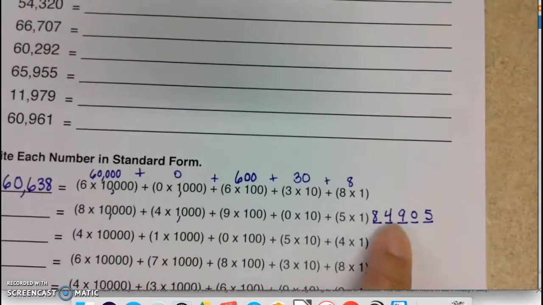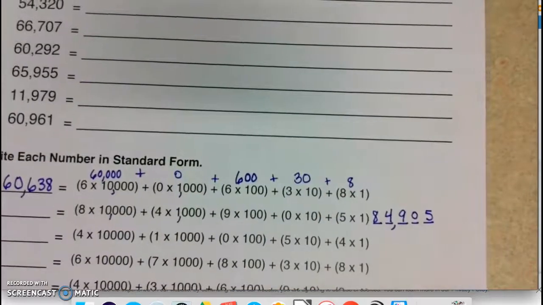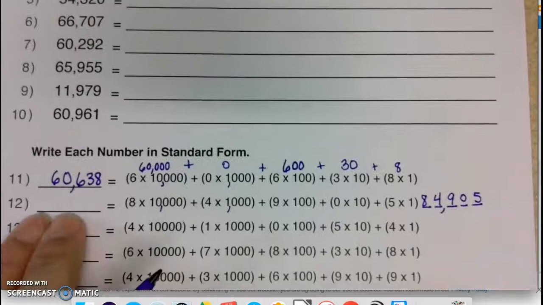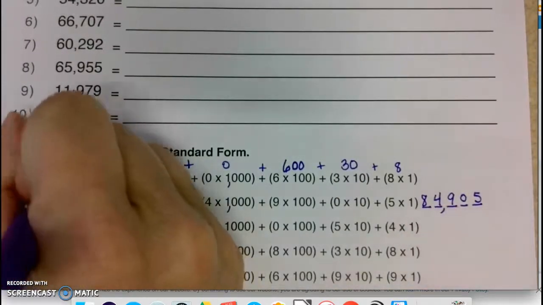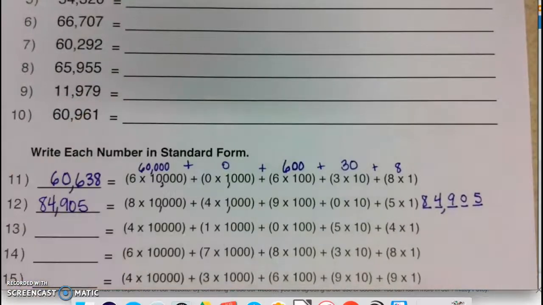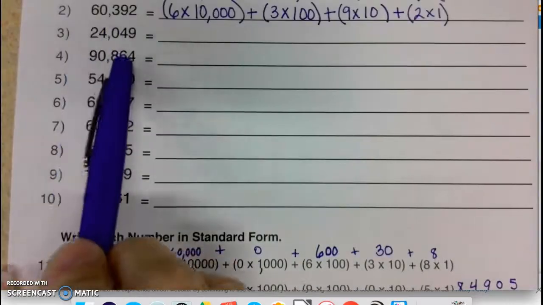So if you'd rather build it like that instead of multiplying them out and adding them together, you can do it that way also. Okay? So then over here in this blank, I would write the digit that I built down here. So it's 84,905. Show me with your thumbs what you think about those. Awesome. Thank you.